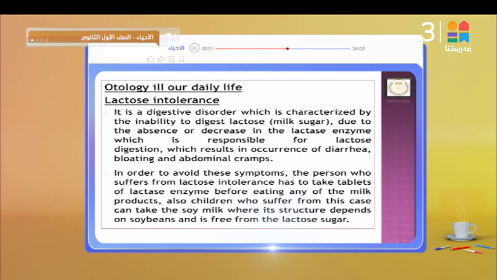Also, children who suffer from this case can take soy milk, whose structure depends on soya beans. That's the first point. Now we can explain in detail the meaning of disaccharide.